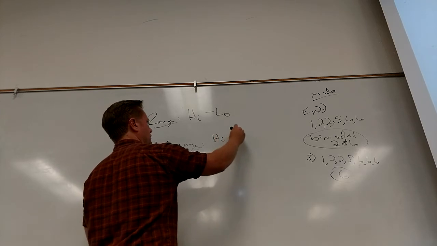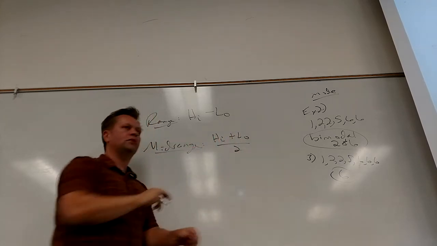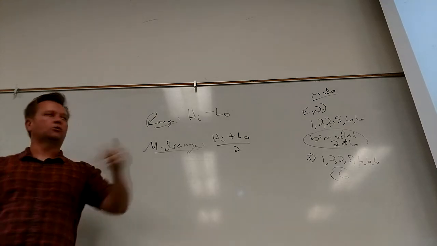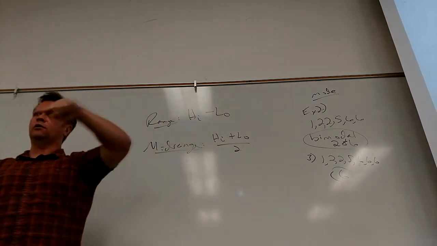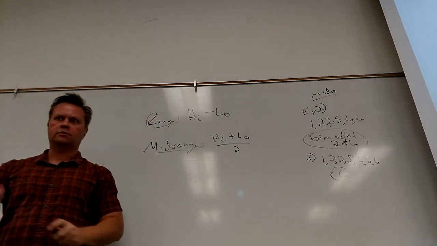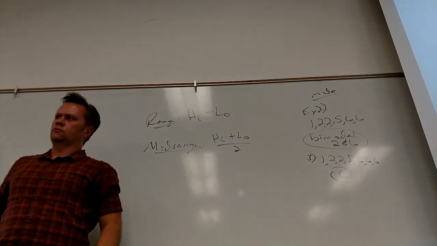This is kind of evil. It's, of course, high plus low, because I'm trying to find the middle. I've got to average it, so I add them together. But the range itself, of course, is high minus low. How far apart are they? And it's a little bit evil. One's a minus, one's a plus. Oh well.